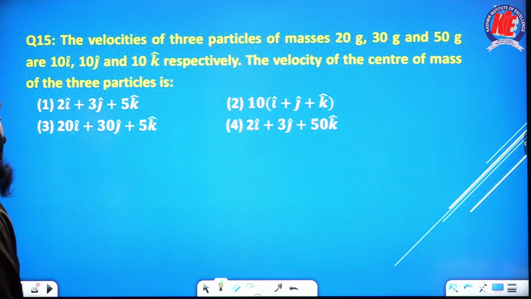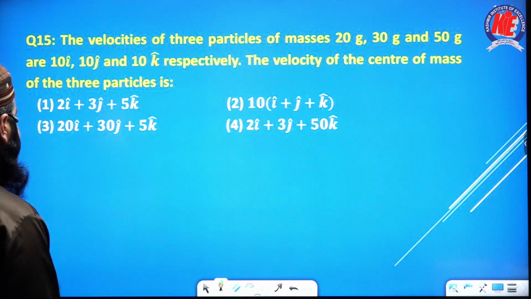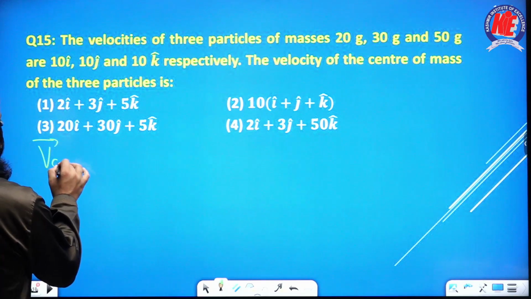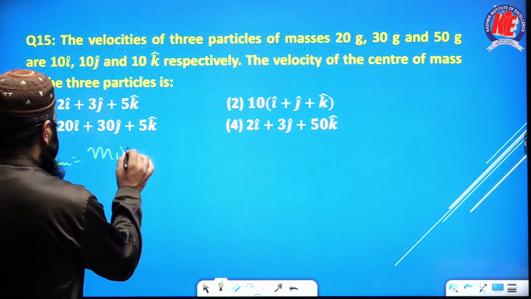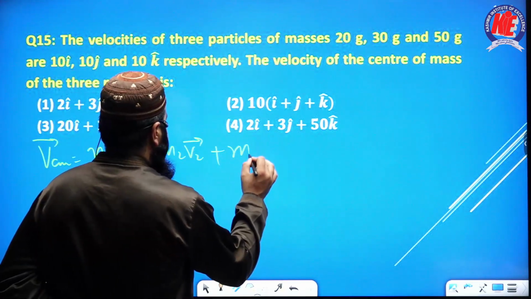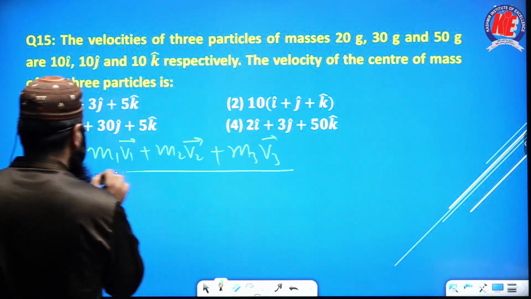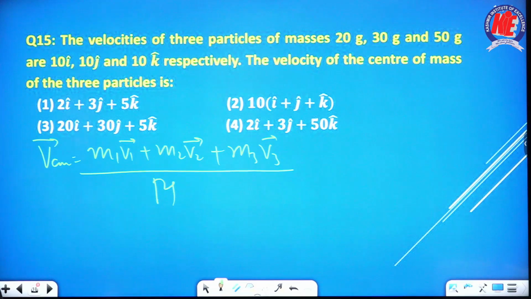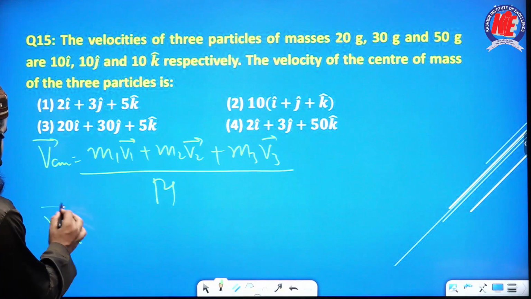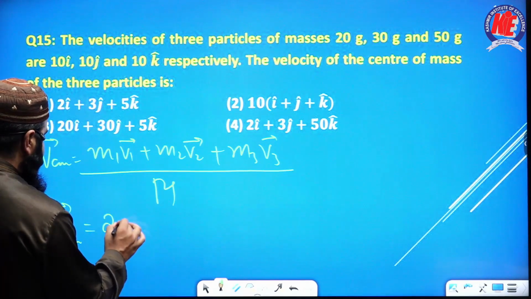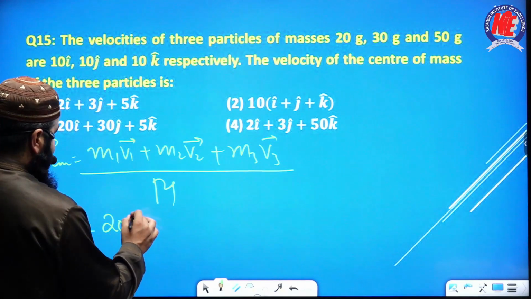Next one please. The velocities of three particles of masses 20 gram, 30 gram and 50 gram are 10i, 10j and 10k. The velocity of the center of mass of the particles will be, if you talk about the VCM, you express your VCM as m1 v1 plus m2 v2 plus m3 v3 divided by the total mass, that is m1 plus m2 plus m3. I can write it as the capital M. Here VCM will be equal to m1, 20 gram, multiplied by its velocity 10i.